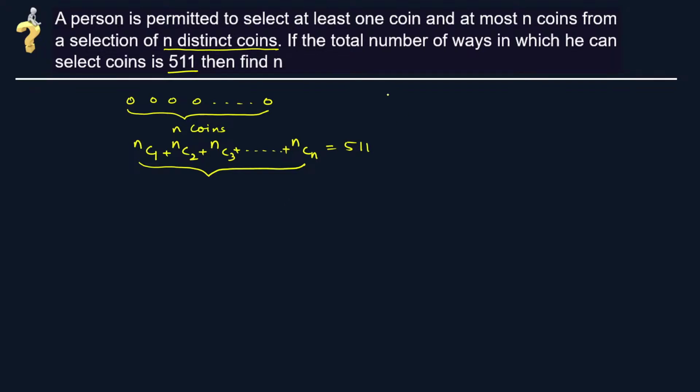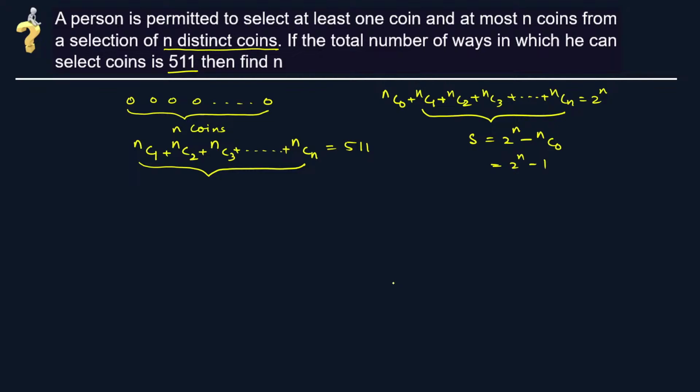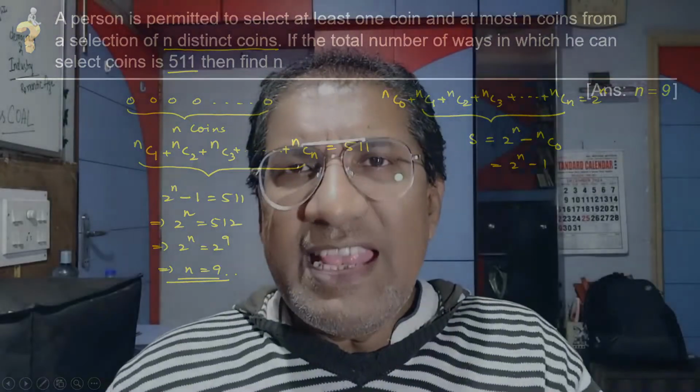Now we have learned the property again: nC0, nC1, nC2, nC3, this goes on till nCn, is basically 2 to the power n. So this much will give us what? If I say this is S, this S is nothing but 2 to the power n minus nC0, and nC0 is basically 1. Therefore, we can write 2 to the power n minus 1 is 511. So from here, 2 to the power n is 512. That gives us 2 to the power n is 2 to the power 9, which implies n is nothing but 9. Is it clear or not?